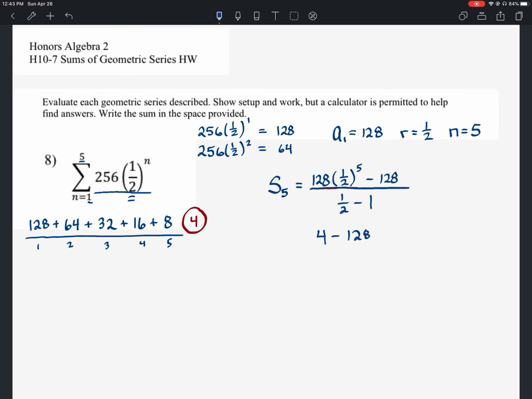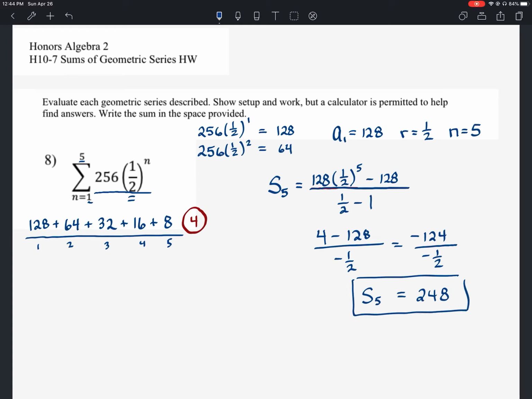Minus 128 over 1/2 minus 1 would be a negative 1/2. So 4 minus 128 is going to be negative 124. And then we're going to divide that by a negative 1/2, which we know is like multiplying by a negative 2. So our answer here should be a positive 248. So that's the sum of our 5 terms. If you're not sure that's right, you can add all of those together and it'll equal 248. All right, that's problem number 8 from the H10-7 homework.